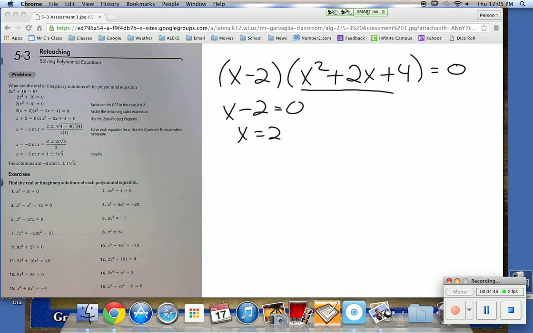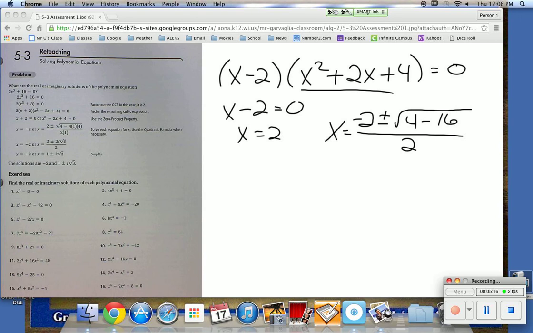Remember, this is A, B, and C. Our quadratic formula is x is going to equal a negative b, which is a negative 2, plus or minus the square root of b squared, which is 4, minus 4 times a, which is 1, times c, which is 4, minus 16. All over 2a, which is 2 times 1, which is 2. Are we done?